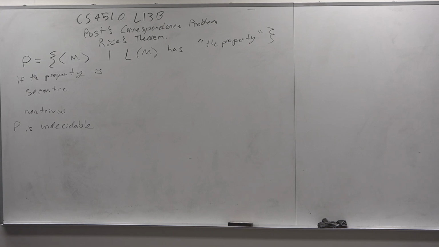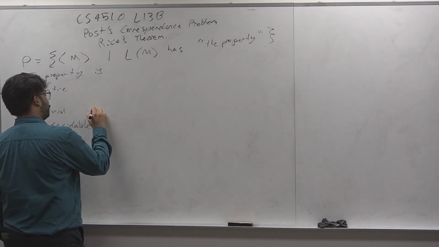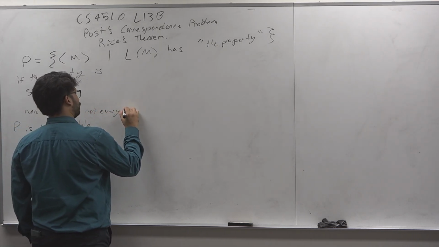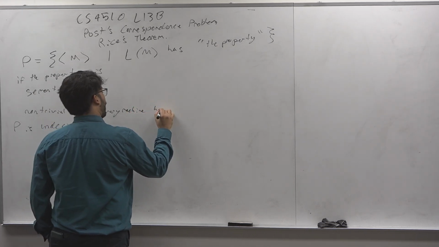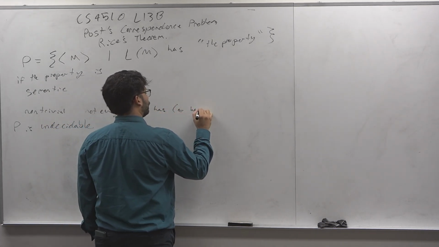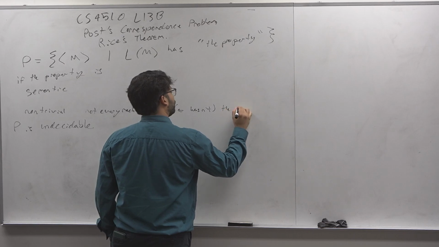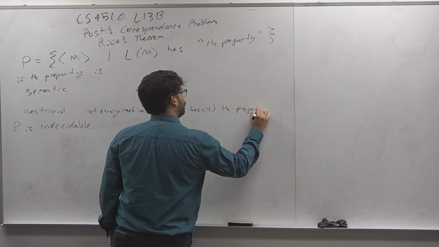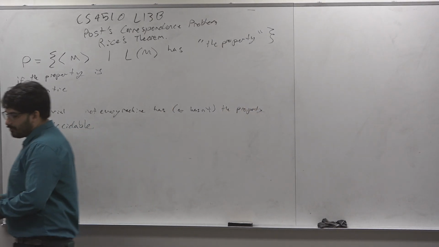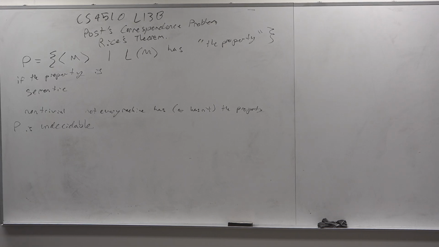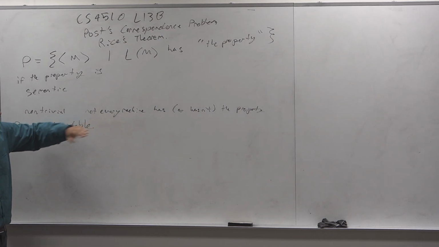Okay? What do we mean by non-trivial? A property is non-trivial if not everything has it, right? Something has it, at least something has the property, at least something hasn't the property. Also notice that this is not machine word pairs or pairs of machines, just machines, okay? It is a question about not every machine.